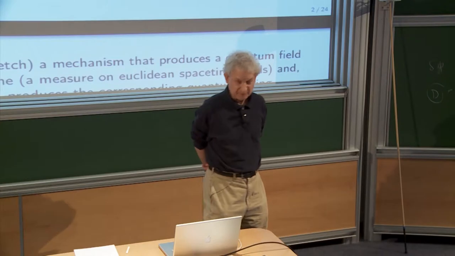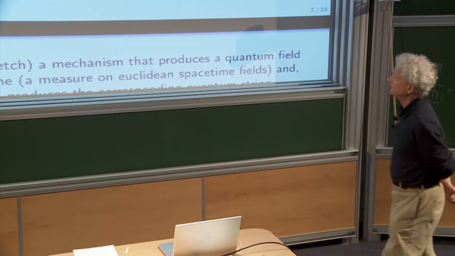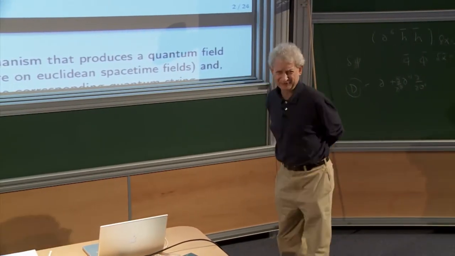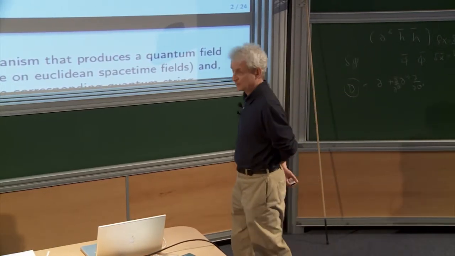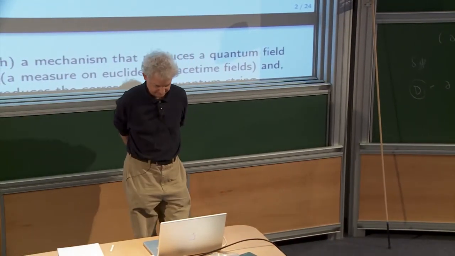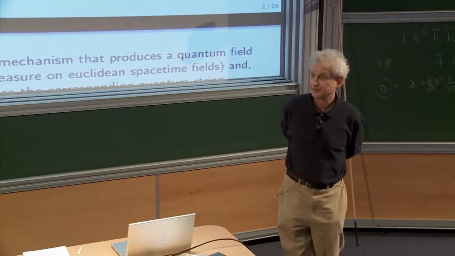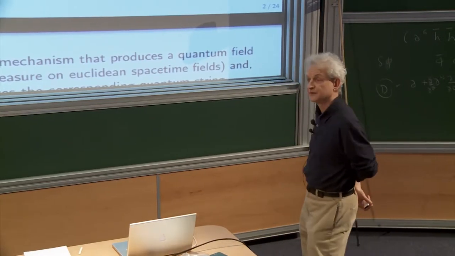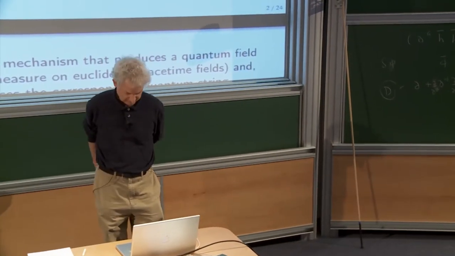And more explicitly, the possibility that this mechanism produces what you'll see are rather bizarre low energy degrees of freedom whenever there's SU2 gauge invariance. And these will be associated with the well-known non-trivial homotopy group of the space of SU2 gauge fields on Euclidean space-time.